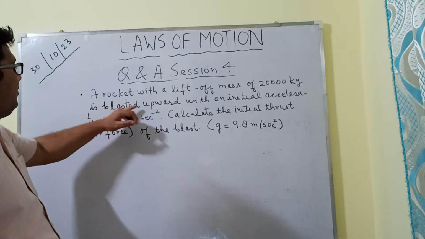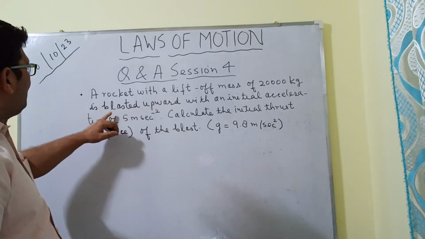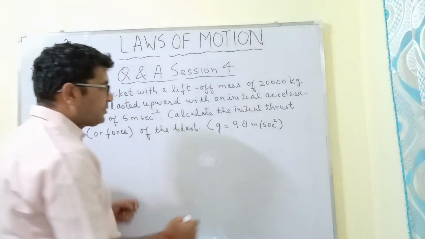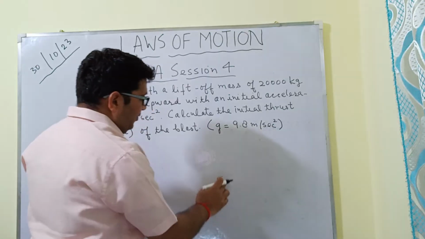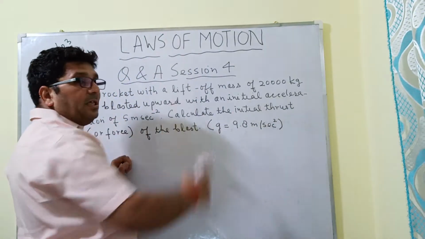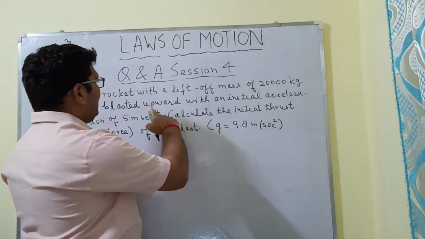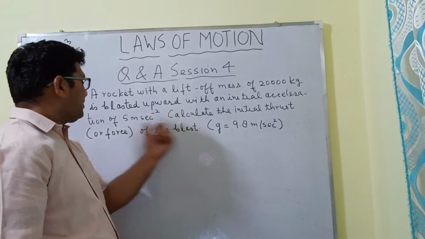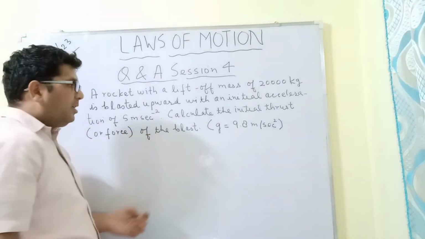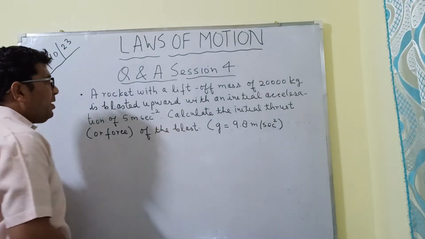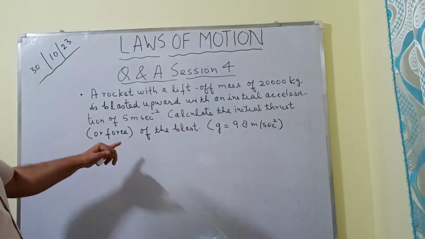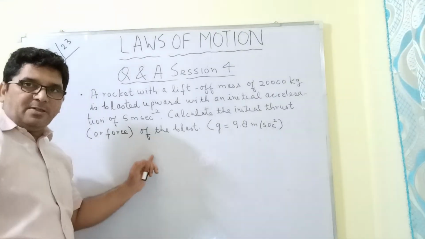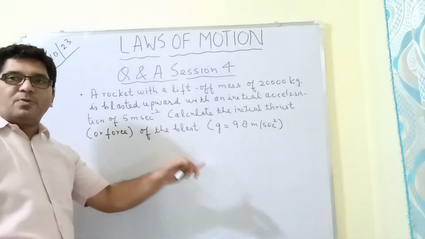Now, a rocket with a lift-off mass of 20,000 kg is blasted upward with an initial acceleration of 5 meter per second square. That means a rocket has been blasted in the upward direction with an initial acceleration of 5 meter per second square. So we have to calculate the initial thrust or the force of the blast. In this case, the initial thrust should be sufficient enough to overcome the force of gravity.